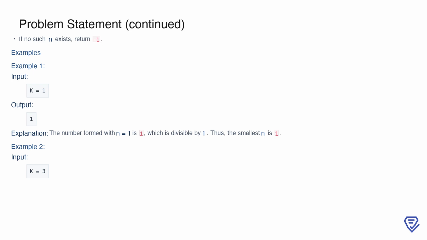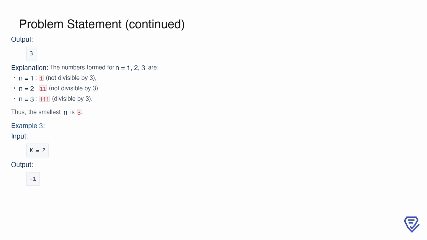Suppose k is 1. In this case, the number formed when n equals 1 is simply 1. Since 1 is divisible by 1, the smallest n is 1. This is a straightforward case where the solution can be determined immediately.